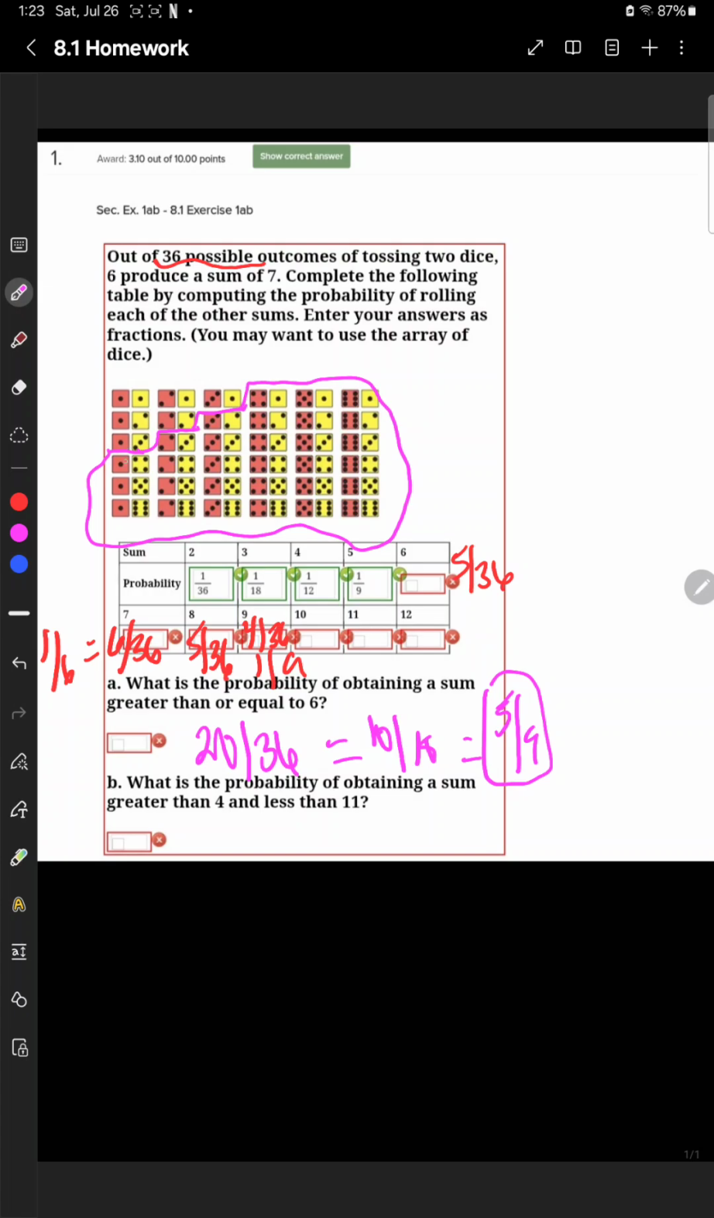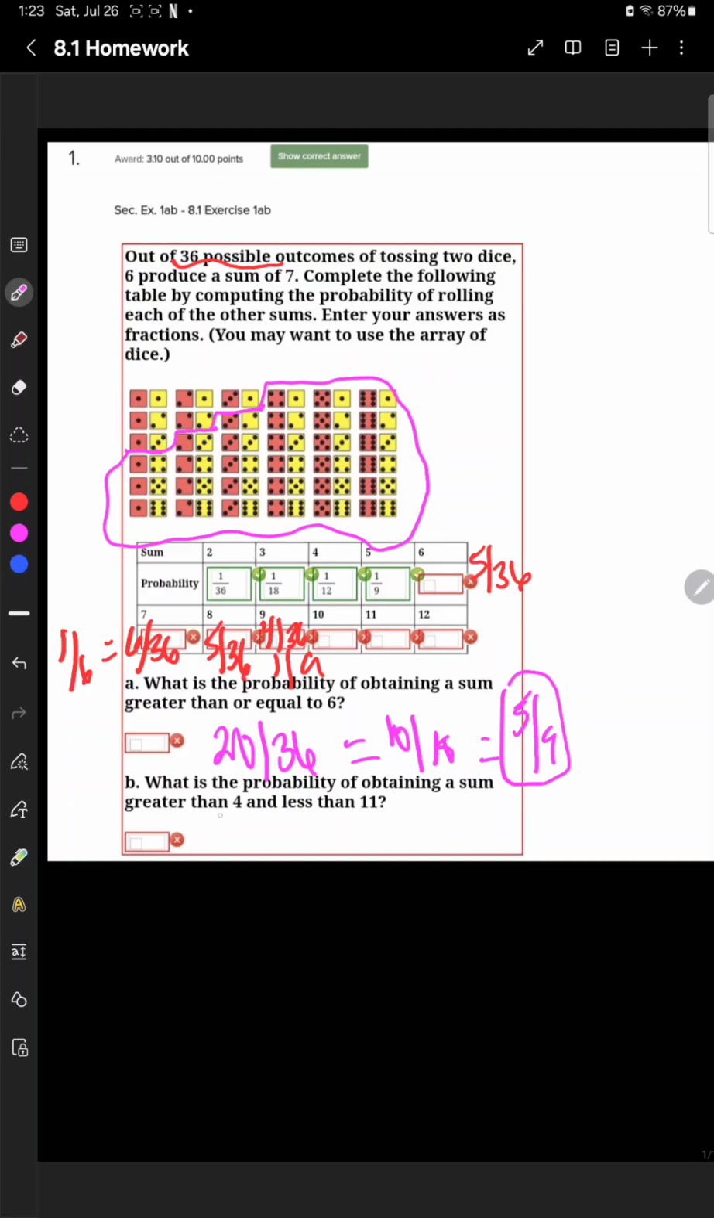Sometimes it's just faster to count what isn't in the group. So we got 1, 2, 3, 4, 5, 6. So I make it 30 out of 36 that were in my circle. Again, you can break it down in parts. I'm going to divide by 3. That's going to give me 10 and 12. 10 and 12 can be broken down to 5 and 6. And there you have it.